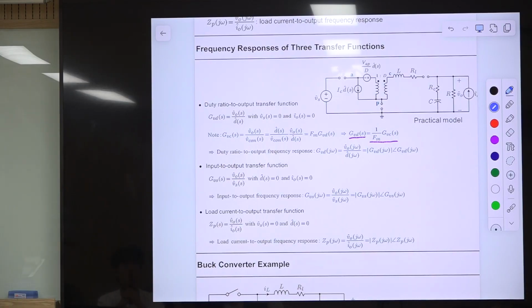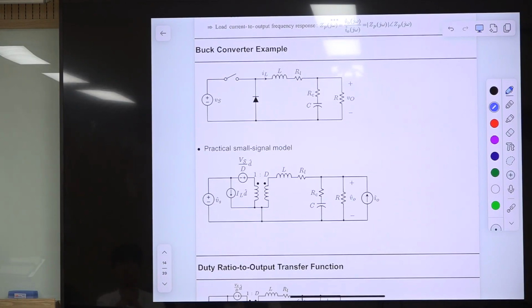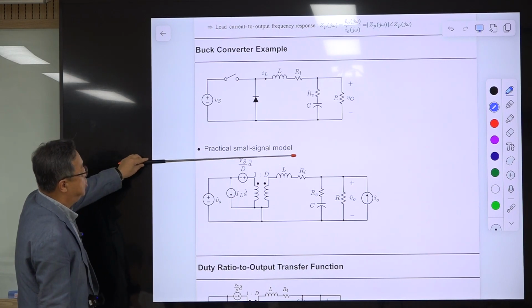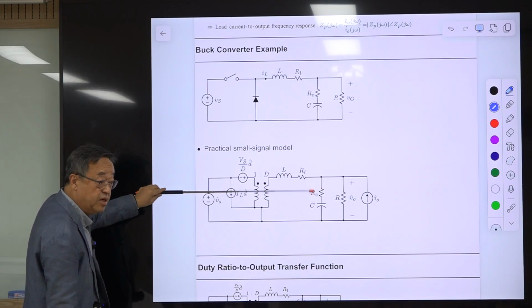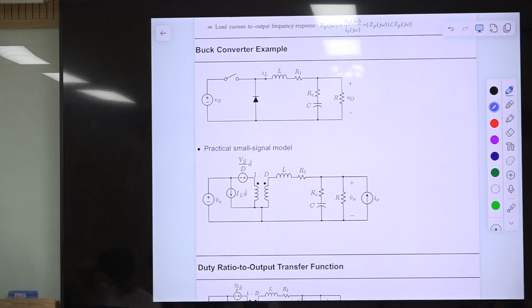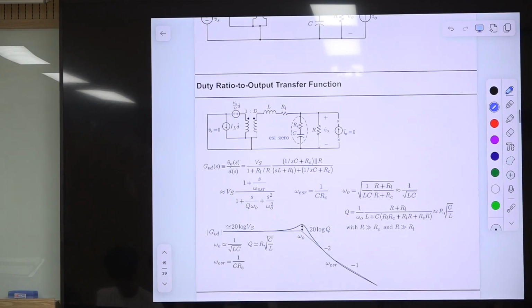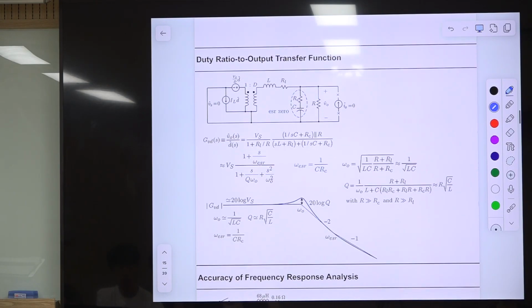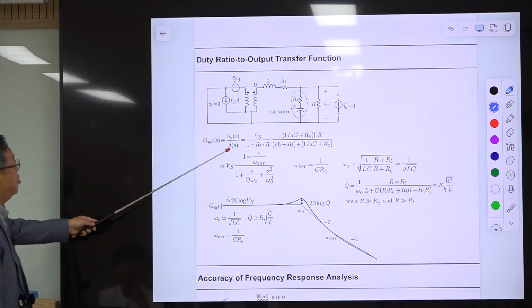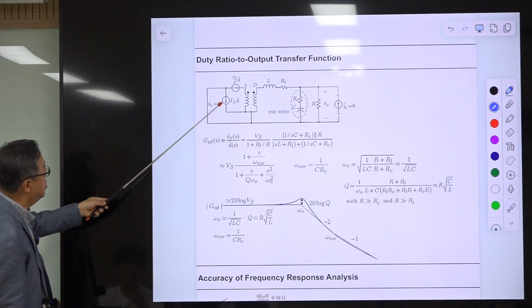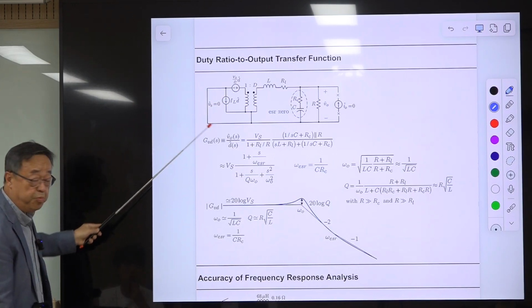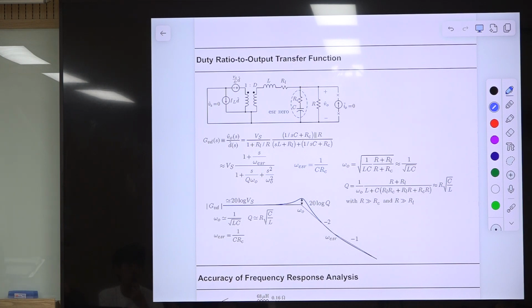Okay, so let's take the buck converter example. This is the circuit diagram of a buck converter, and this is a practical small signal model because I include this and I include this. For example, the duty ratio to output transfer function. So duty ratio is here. This is here. And this is shorted. So this current is just circulating within this loop. So it does not go the other way around. So it is nothing. It's just waste.